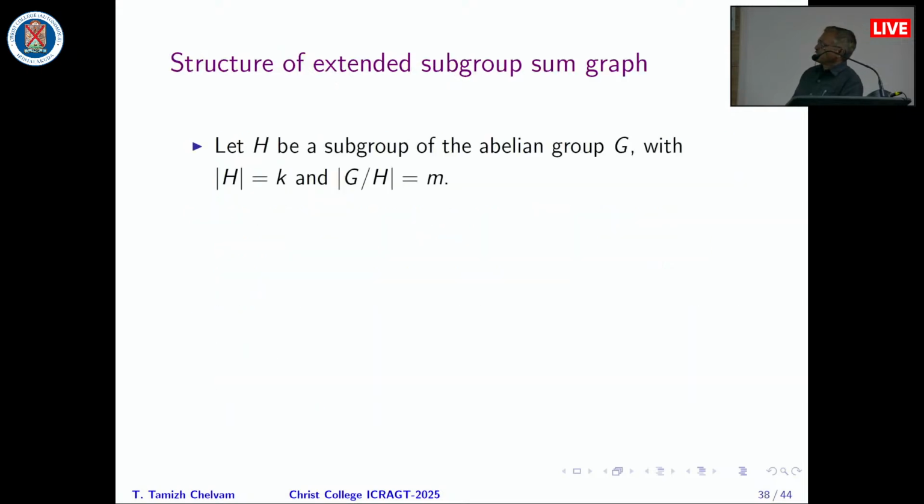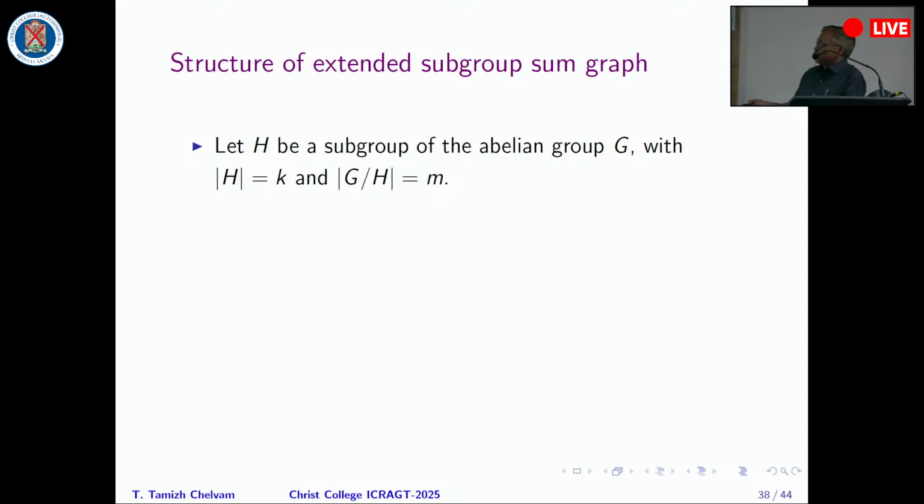And what is the structure of the subgroup sum graph? Literally, the entire fact stands on a very convenient algebraic structure, namely cosets. When you take a finite abelian group, every subgroup is normal. So naturally, you can have the quotient group, or even if you don't have normality of the subgroup, you can consider all cosets of a subgroup in a group.